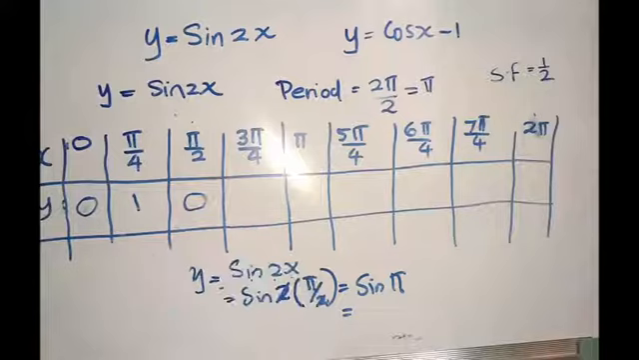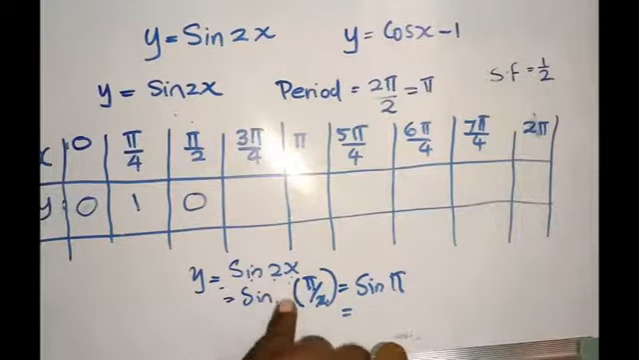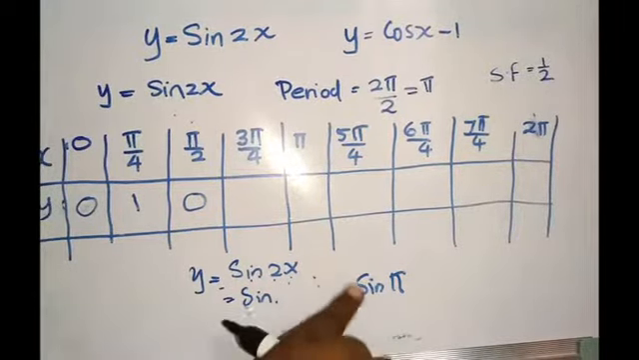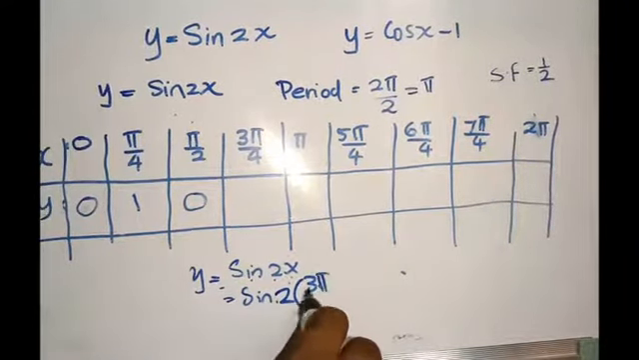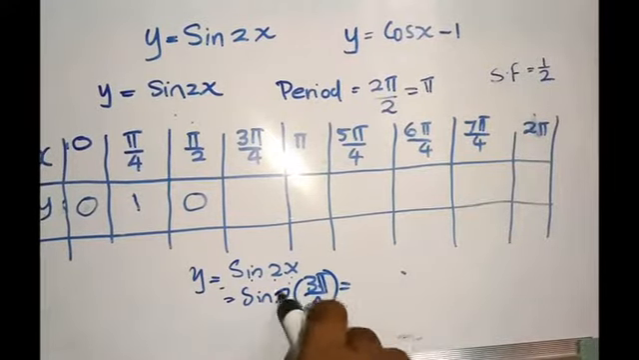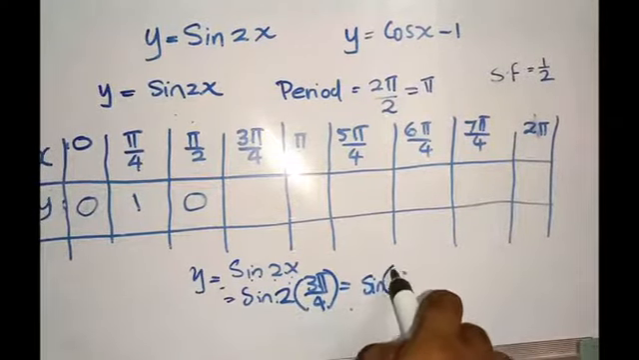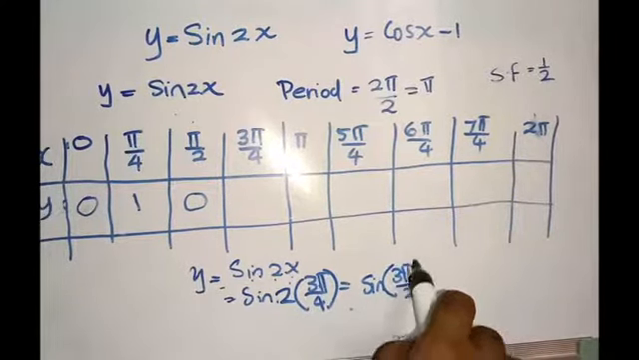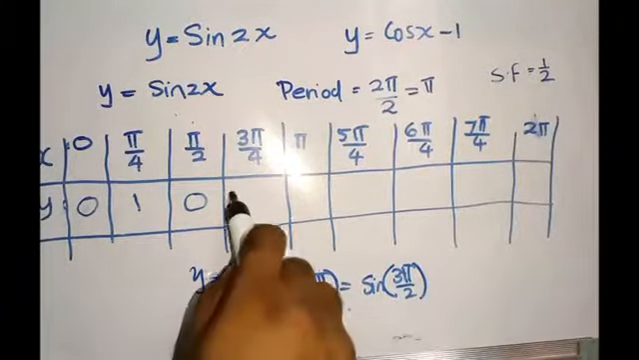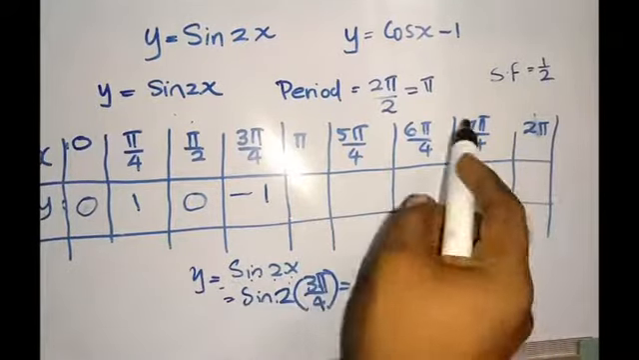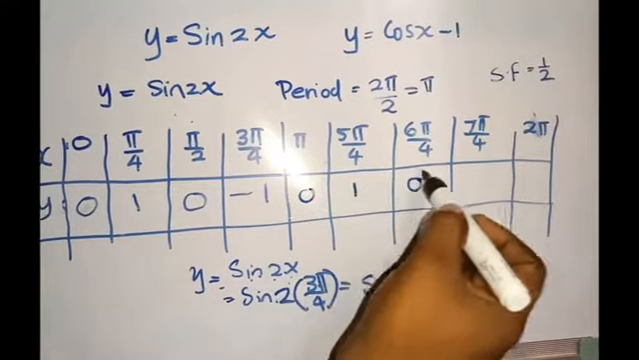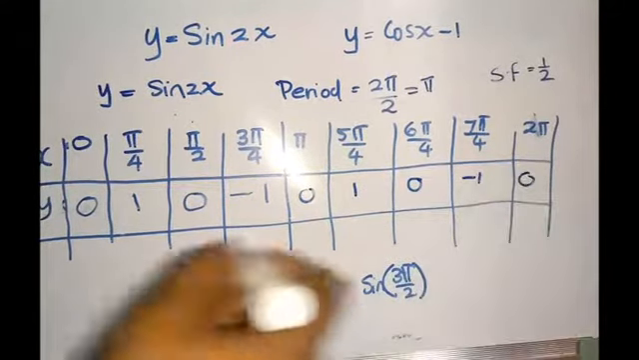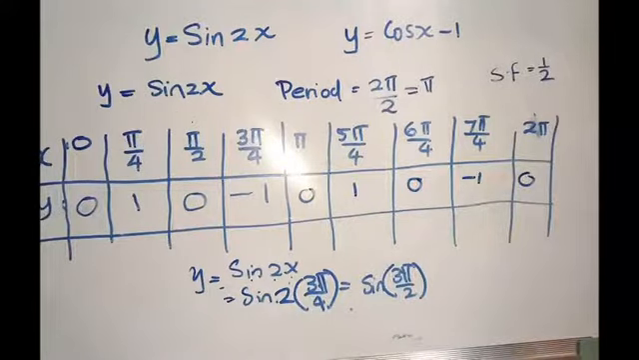Now the next value is 3 pi by 4. Sine 2 of 3 pi by 4, that's equal to sine 3 pi by 2. Find out this answer. It will be minus 1. So when you continue this process, you get again 0, 1, 0, minus 1, 0. Now we need to mark these points on the graph sheet.